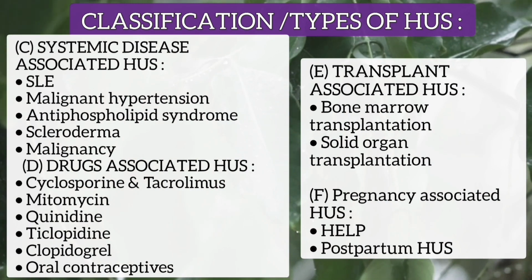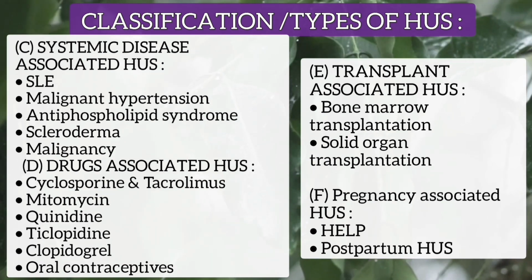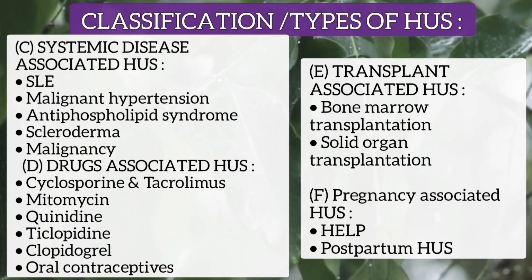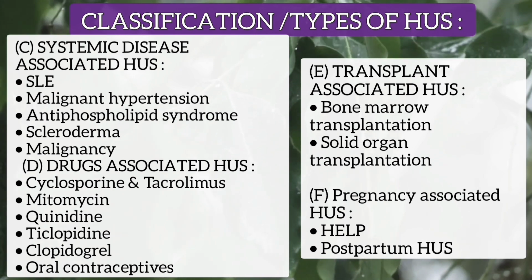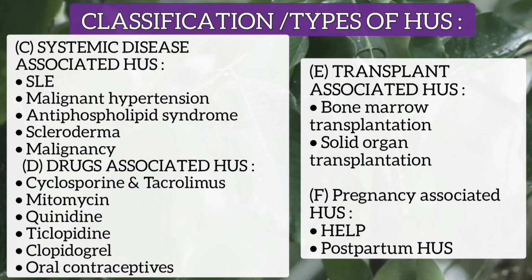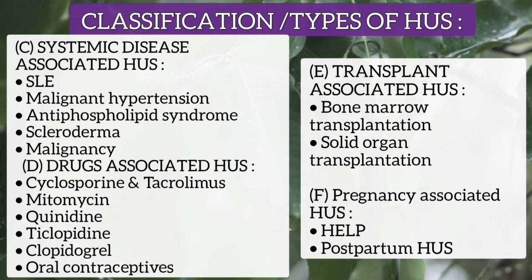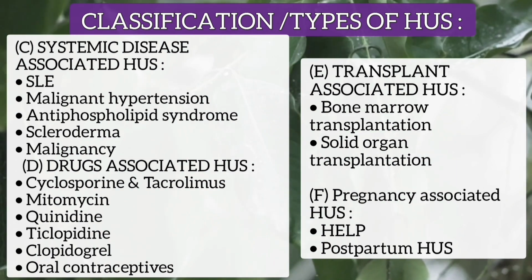Hemolytic uremic syndrome can be associated with certain systemic diseases like SLE, malignant hypertension, antiphospholipid syndrome, scleroderma, or malignancy. Certain drugs can also cause this condition, and the most common are cyclosporine and tacrolimus. Now, HUS can also be associated with transplantation and pregnancy.